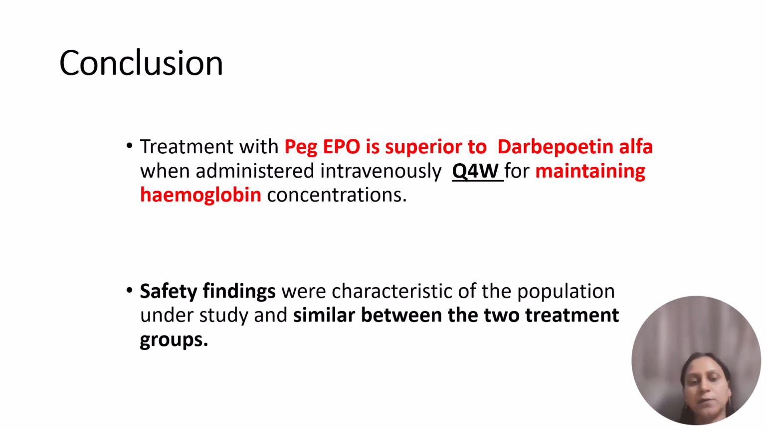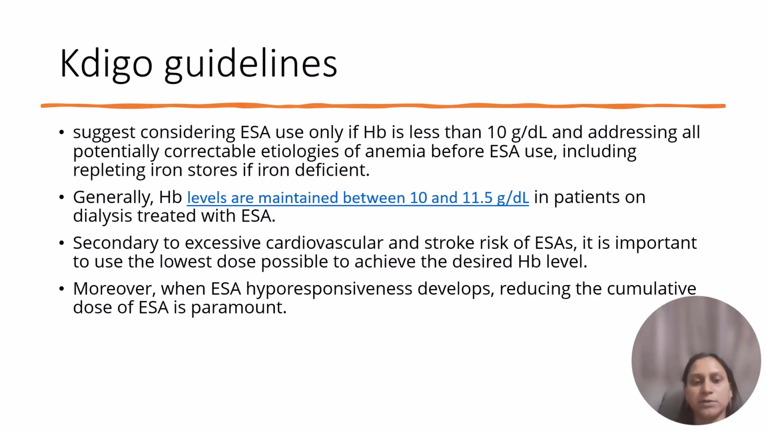So the safety findings were similar between both the groups. The treatment with pegylated EPO is superior to darbepoetin alpha when administered IV once every 4 weeks for maintaining hemoglobin concentration. Now, what do the KDIGO guidelines say?